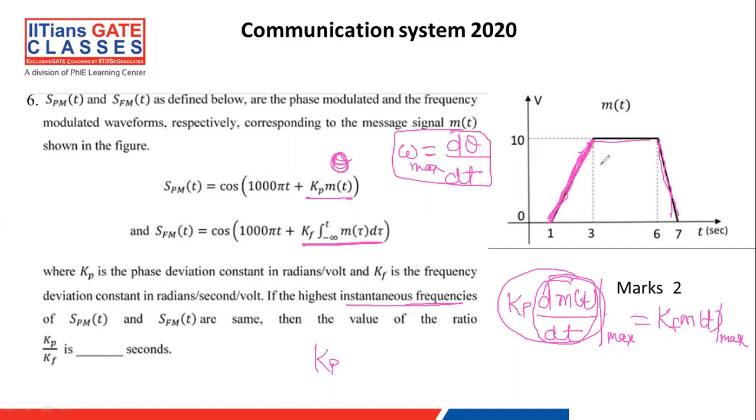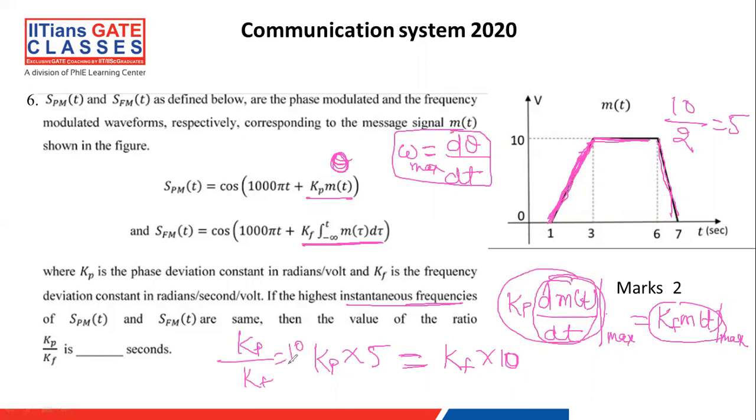Here the slope will be given as (y2 minus y1) upon (x2 minus x1), that is 10 by 2, which equals 5. This is equal to Kf into the maximum value of m(t), which is 10 here. So Kp upon Kf will be 10 by 5, that equals 2. So the answer will be 2.